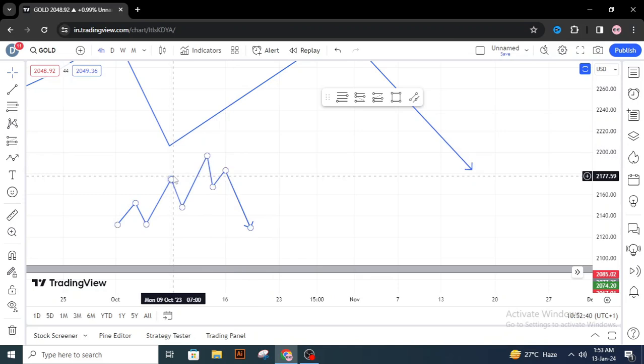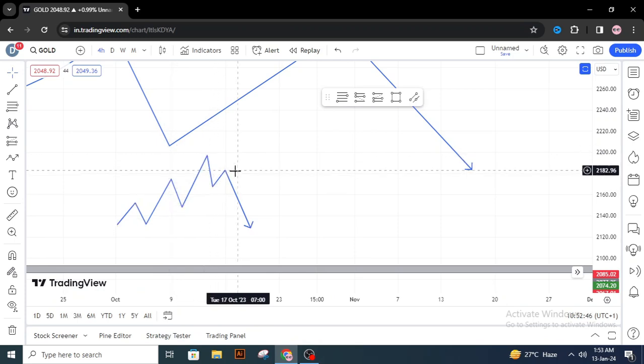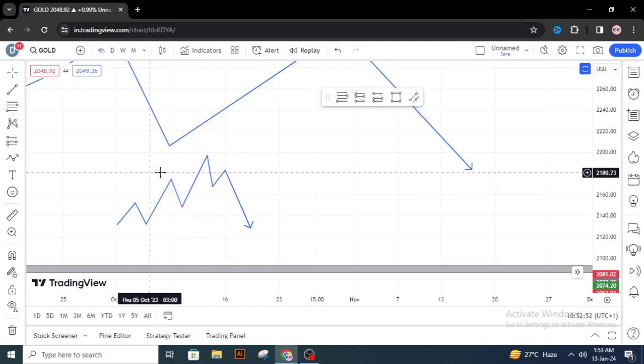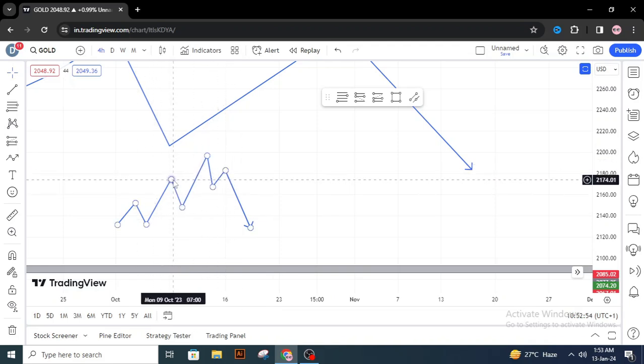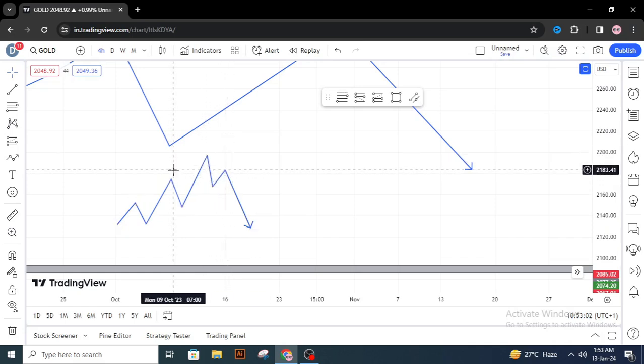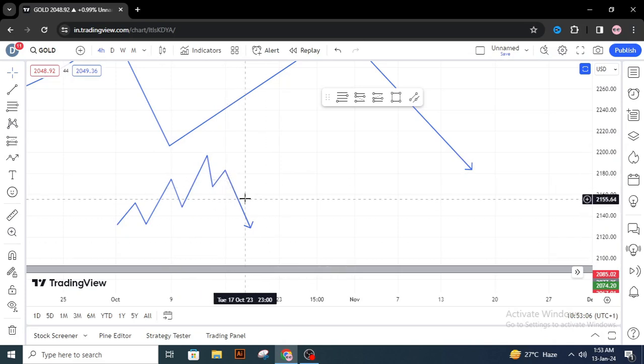So what you are seeing here is a head and shoulder pattern. This is the first shoulder, this is the head, this is the second shoulder. The shoulders don't necessarily have to be equal. One can be higher than the other. But the idea is that this second push failed to go above this head. So you have the first shoulder, head, and second shoulder, before it started coming down.